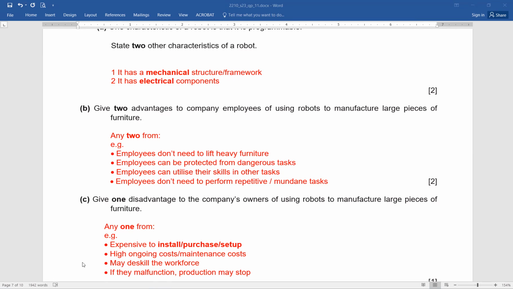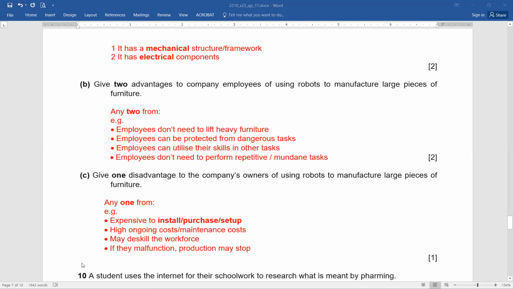May de-skill the workforce. If they malfunction, production may stop completely. Production may halt. I mean, if they continue functioning perfectly, fine, but if they malfunction, then the whole production will come to a standstill. And it may de-skill the workforce.